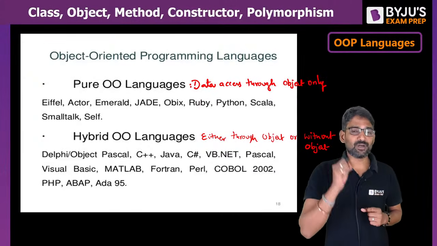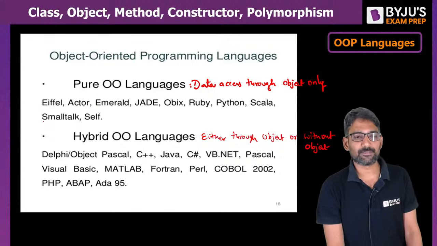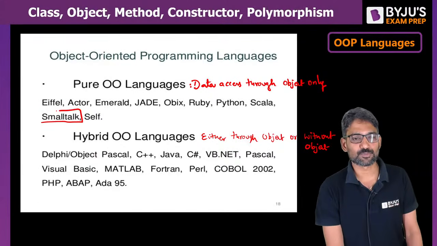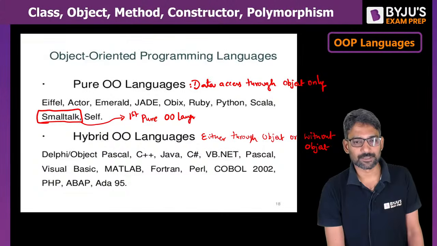And one important point is that the first pure object-oriented programming language is referred to as Smalltalk. It is treated as the first pure object-oriented programming language. Please remember this, Smalltalk.